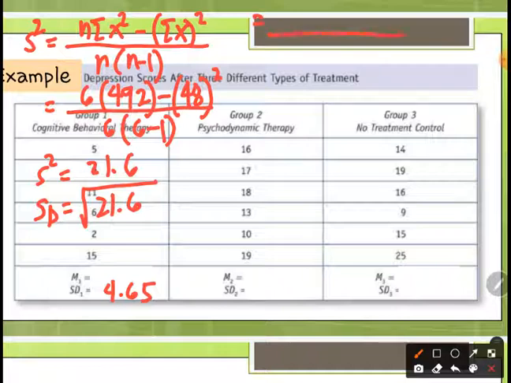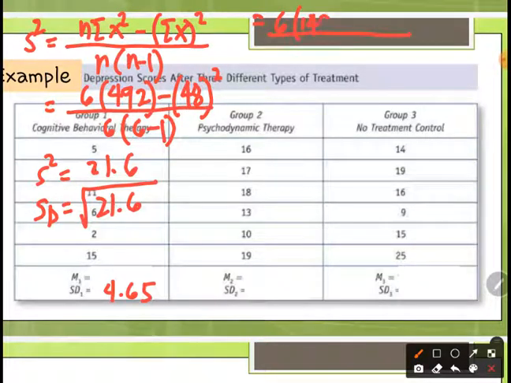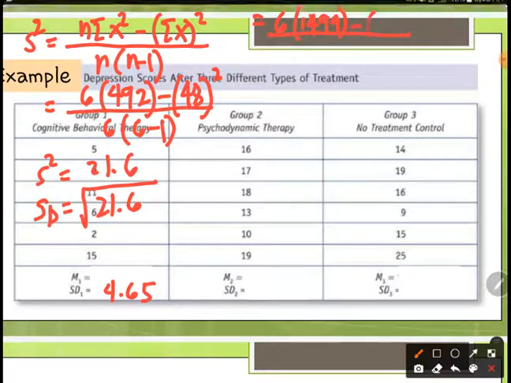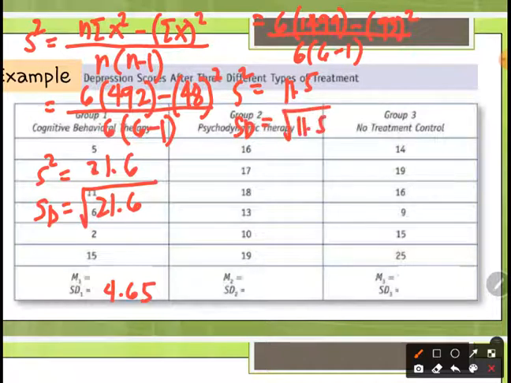Okay? For the group 2 naman, dito ko na sa taas ilalagay. So we have 6 times yung ating summation of x squared, 1,499 minus the quantity of summation of x, that is 93 squared over 6 times the quantity 6 minus 1, and that is equals to s squared is equals to 11.5, o yung ating SD is equals to square root of 11.5, which is 3.39.